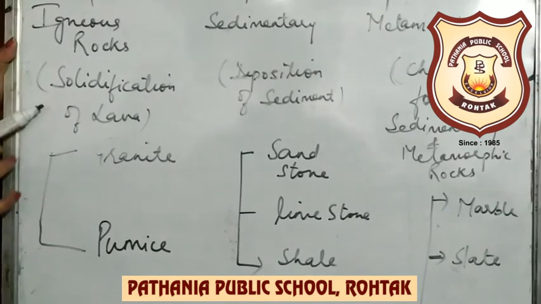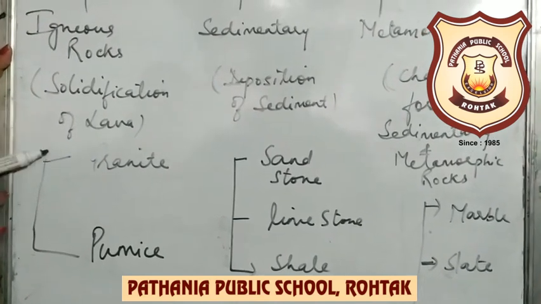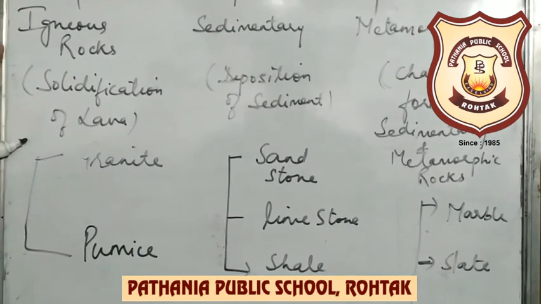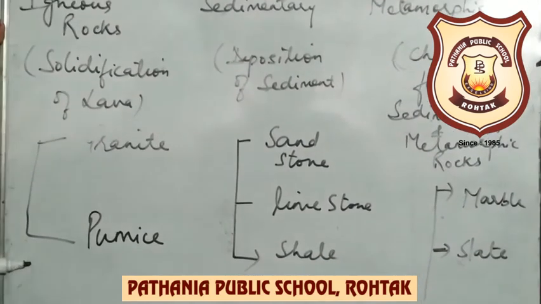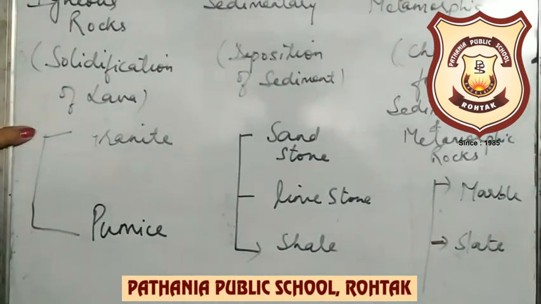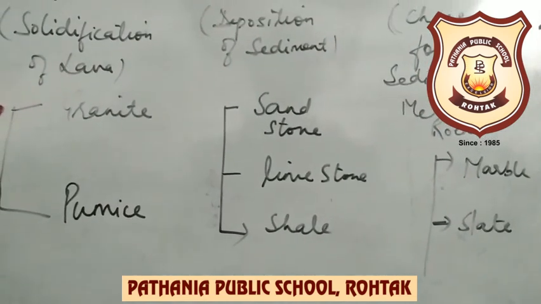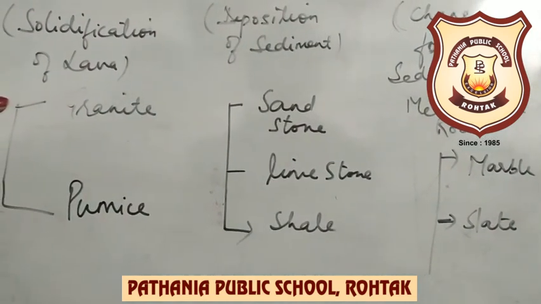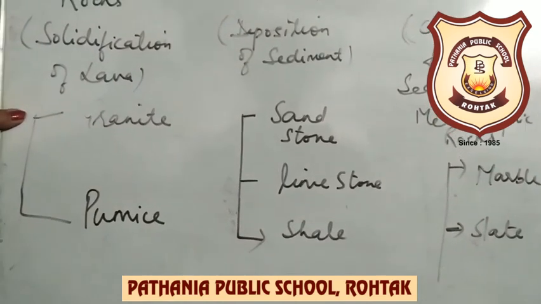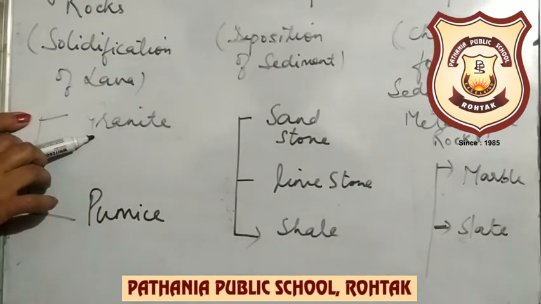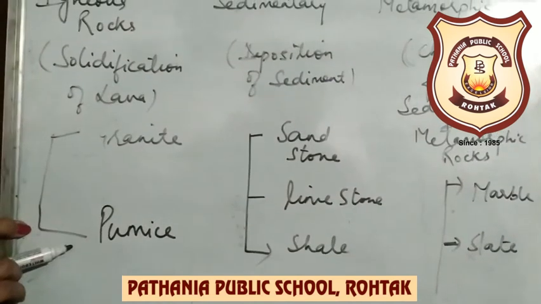Okay, examples of igneous rocks are granite and pumice. The word granite is from grain rocks. It is formed by the cooling of lava and it is coarse grained and it is used in kitchen slabs. Okay, now second will be pumice.